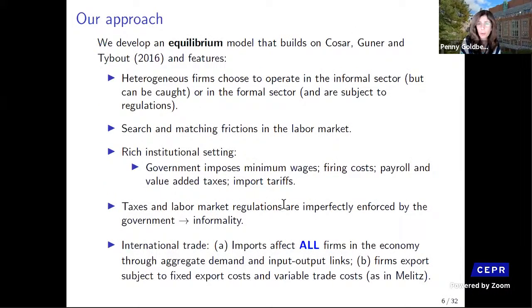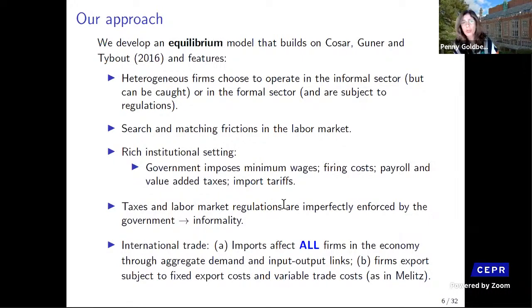Our approach is going to be as follows. Informality itself is an institution that's the result of a bunch of domestic distortions. So you can think of this paper as being about trade and trade liberalization in the presence of domestic distortions. But we're not going to model the effect of each domestic distortion by itself. Instead, we are going to look at the effect of these domestic distortions cumulatively in shaping informality. In other words, we're going to take this institution that we call informality as given, model it as the result of these domestic distortions, and then consider what its implications are for the way we judge trade liberalization. The way we do that is by building an equilibrium model.